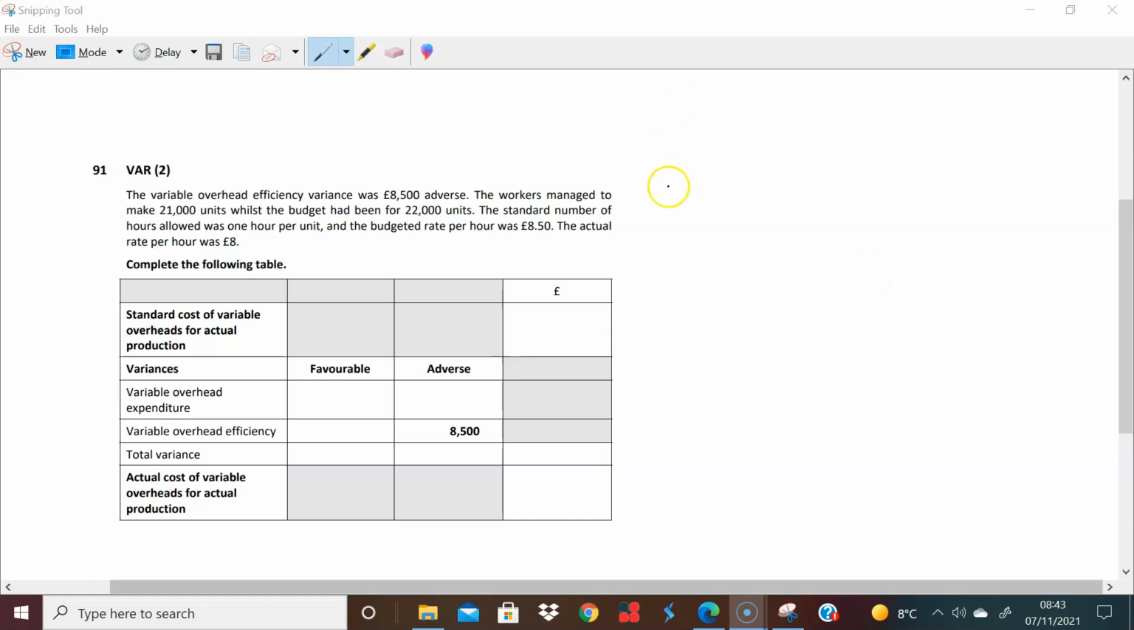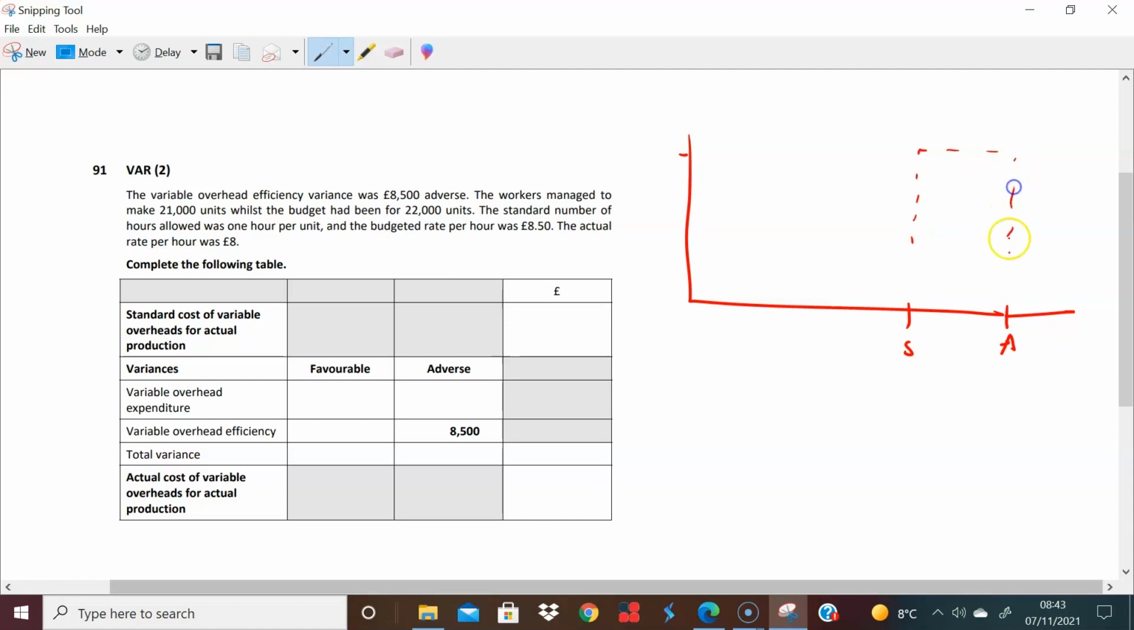Okay, let's see what's going on here. So the variable overhead efficiency variance is 8,500 adverse. I'm going to have two points here, the actual hours and the standard hours, and I'm going to have a standard. So this area over here is 8,500, which is what they're telling me, and we'll see that as we go along.